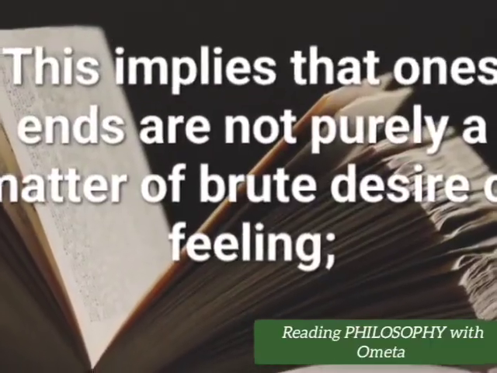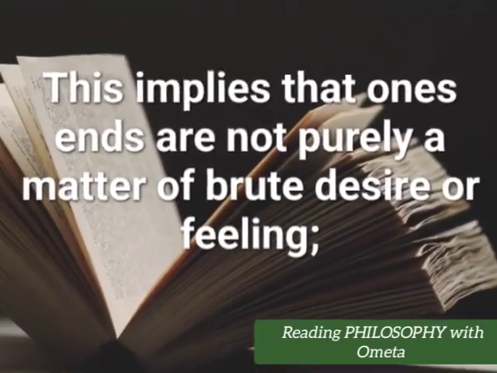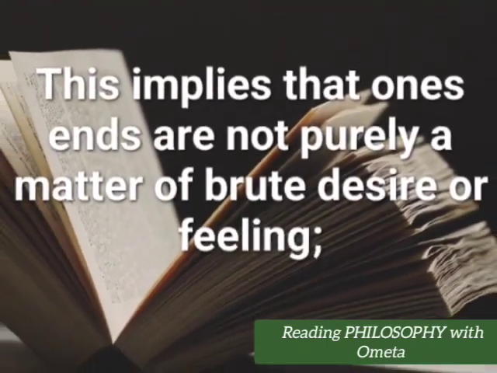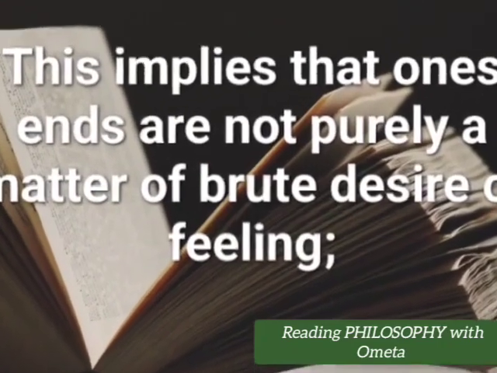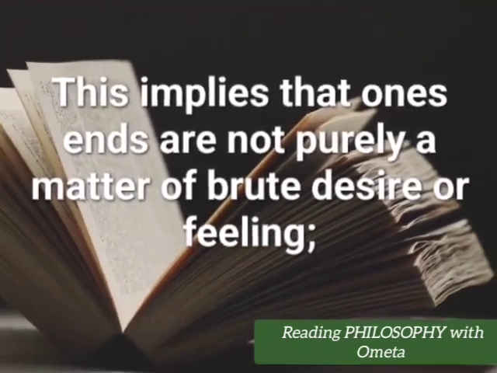Aristotle distinguished between theoretical and practical wisdom. His conception of practical wisdom is significant, for it involves more than merely choosing the best means to whatever end or goals one may have. The practically wise person also has the right end. This implies that one's ends are not purely a matter of good desire or feeling. The right ends are something that can be known and reasoned about.